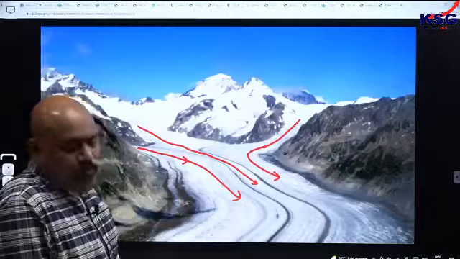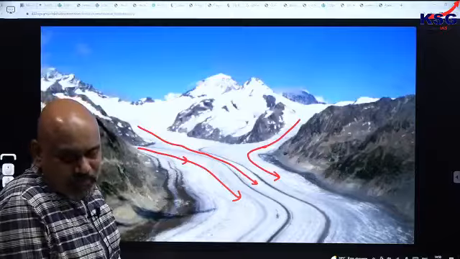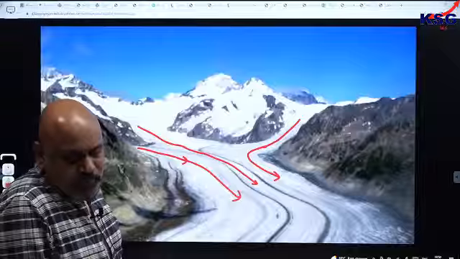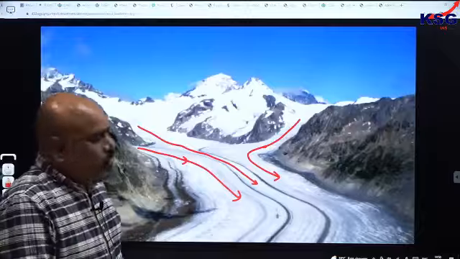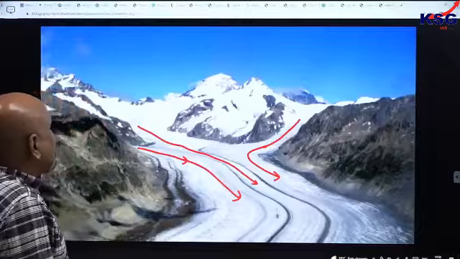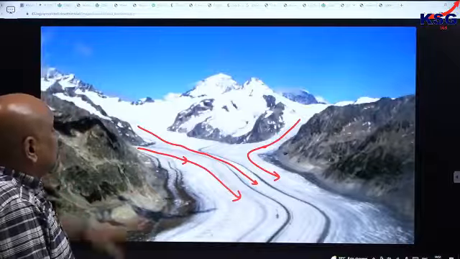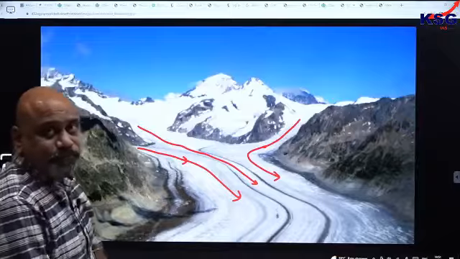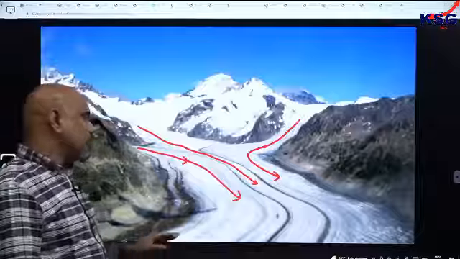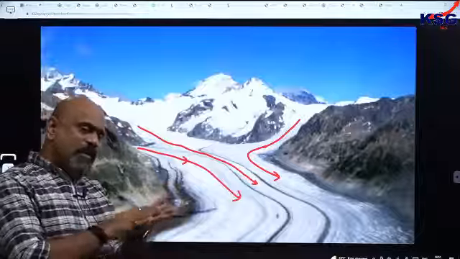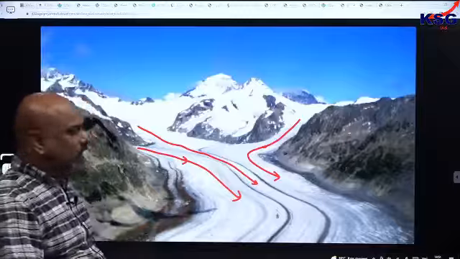When the glaciers move in a specific direction, what do they do? Generally, a glacier takes away everything on its way, forming a valley.